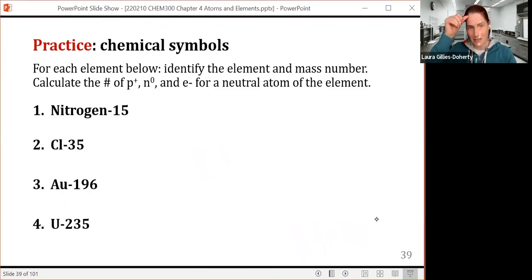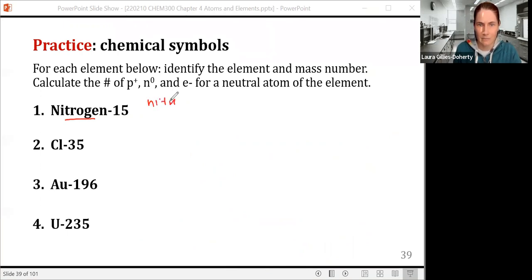Let's do some practice with these chemical symbols. For each of the elements below, let's identify the element and the mass number. And then let's calculate the number of protons, neutrons, and electrons for a neutral atom of that element. So we have nitrogen 15. So we want to identify the element, it's nitrogen. And we want to identify the mass number, it's 15.